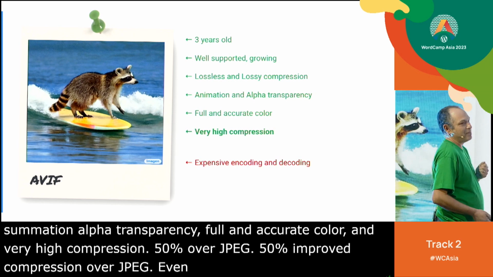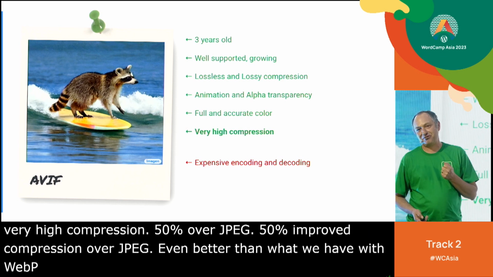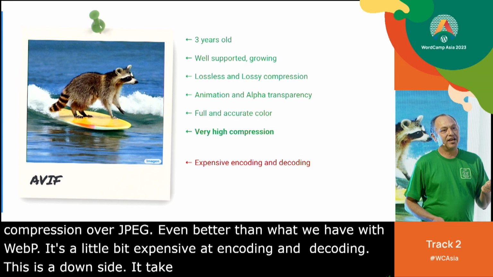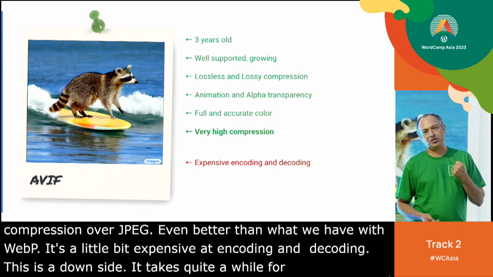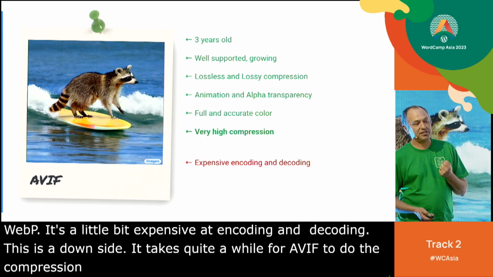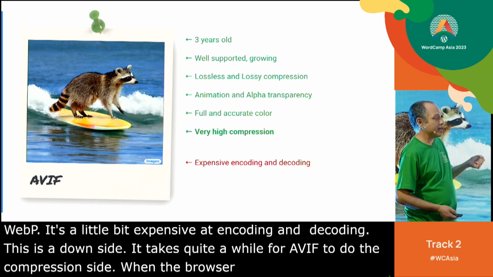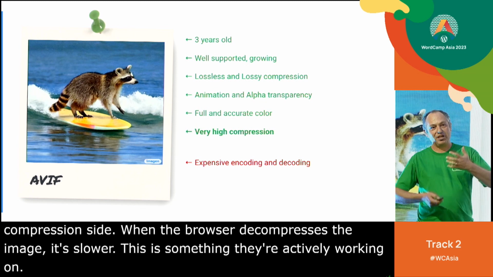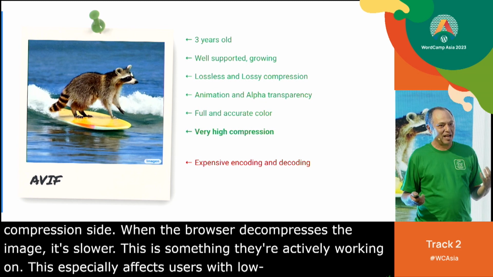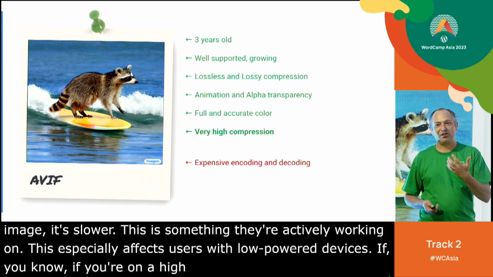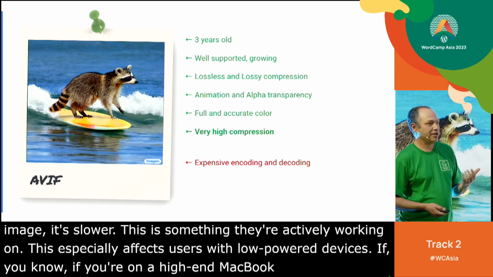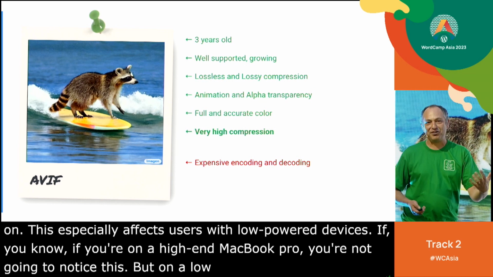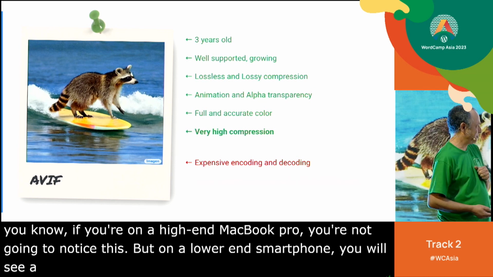It's a little bit expensive at encoding and decoding. This is a downside. It takes quite a while for AVIF to do the compression side. And also when the browser decompresses the image, it's slower. And this is something they're actively working on. But this especially affects users with low-powered devices. If you're on a high-end MacBook Pro, you're probably not going to notice this, but if you're on a lower-end smartphone, you are going to see a difference in how quickly these images actually show up. Even though the image is smaller, it may take longer to appear for you.